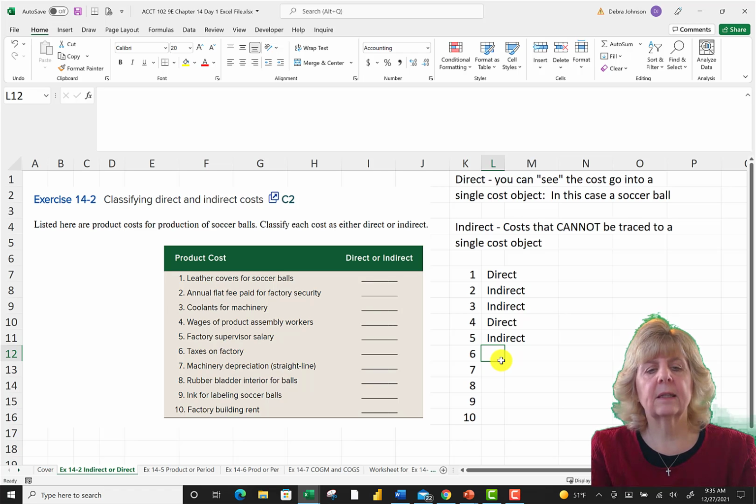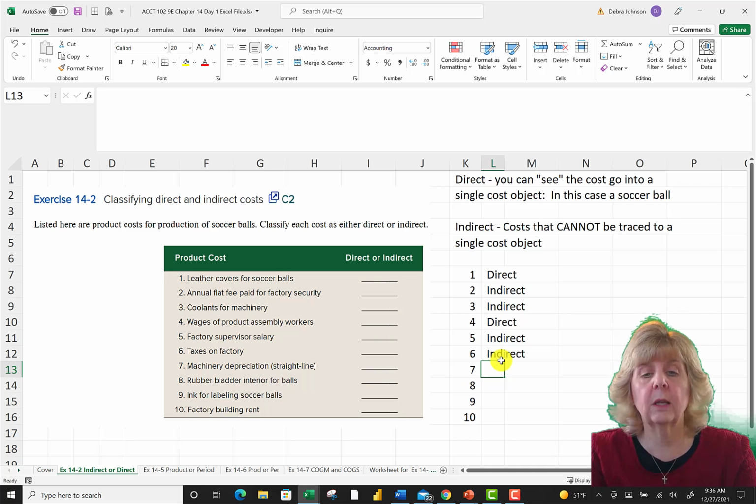Number 6, the taxes on the factory. That would be an indirect cost. You know that the property taxes are necessary to create the balls, but you cannot physically see those taxes going into the balls. They are indirect.